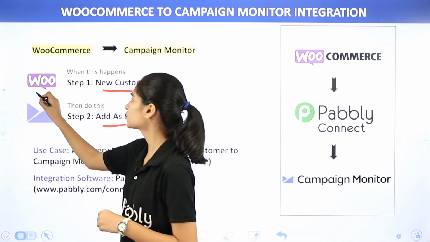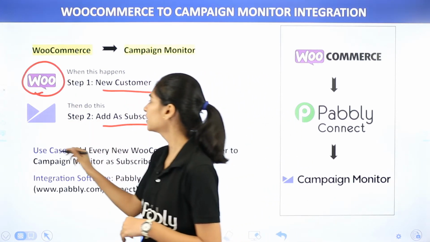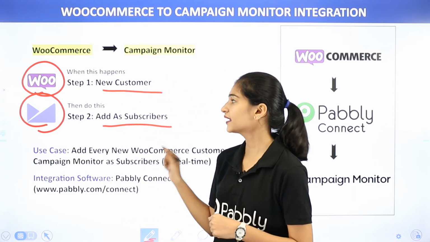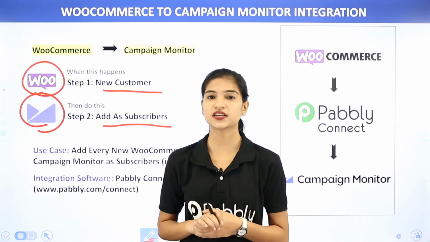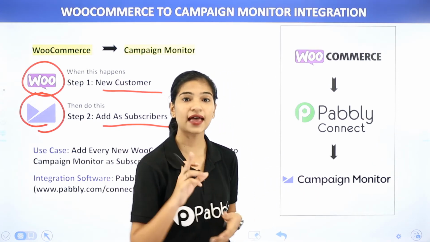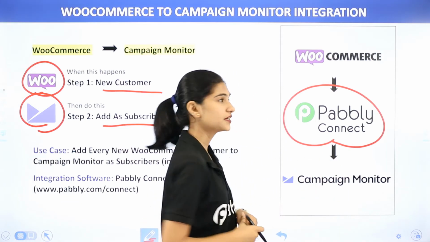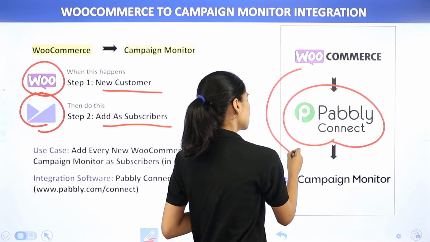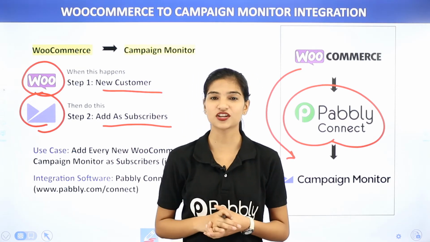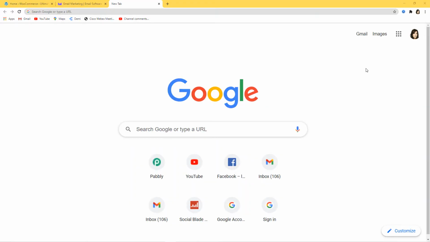First, let us know what these two software applications are all about. WooCommerce is a software application where you can set up your online store, whereas Campaign Monitor is an email marketing software. Although WooCommerce and Campaign Monitor have some native integration between them, this integration has certain limitations, and that is why we are going to use Pabbly Connect. Pabbly Connect will help us to transfer data from WooCommerce to Campaign Monitor. The best part here is you don't require any knowledge of coding. So let me show you this on my screen.